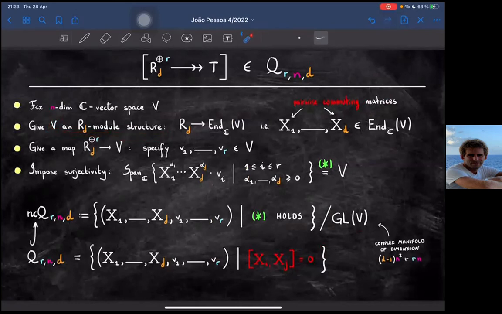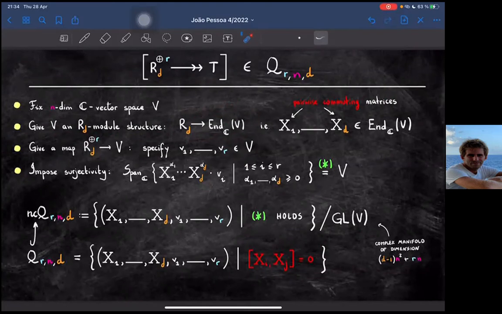What does it mean to give a module structure? It means to give a ring homomorphism from the base ring to the endomorphisms of our wannabe module. And what is that? Well, the ring is a polynomial ring, so I have to give you for every indeterminate an element of this endomorphism ring. So I have to give you D matrices.